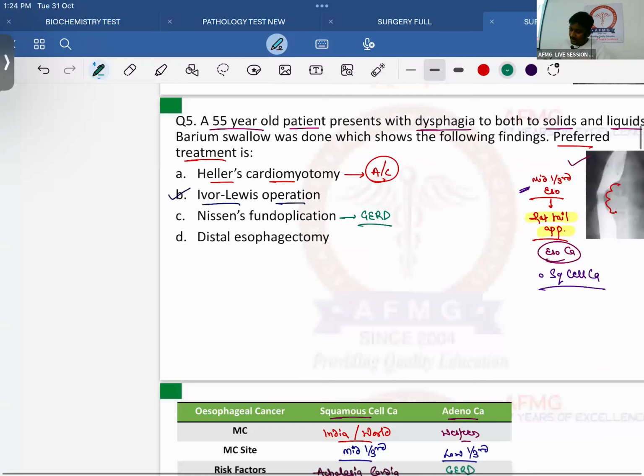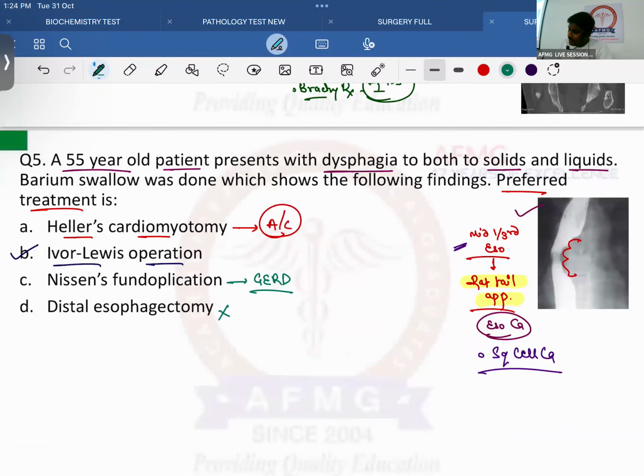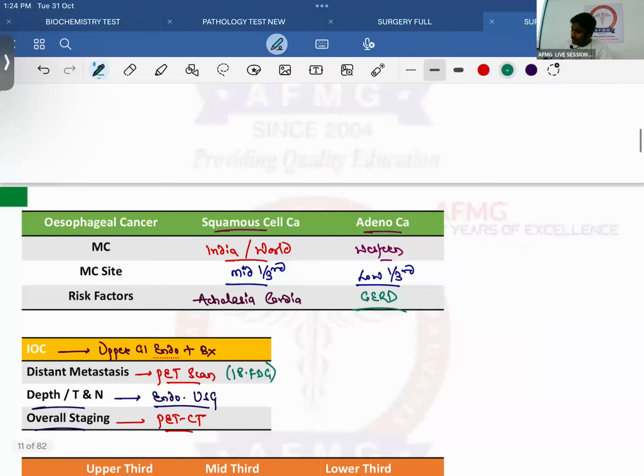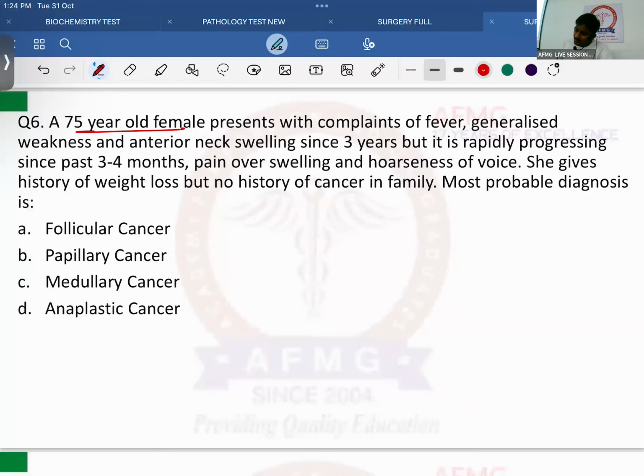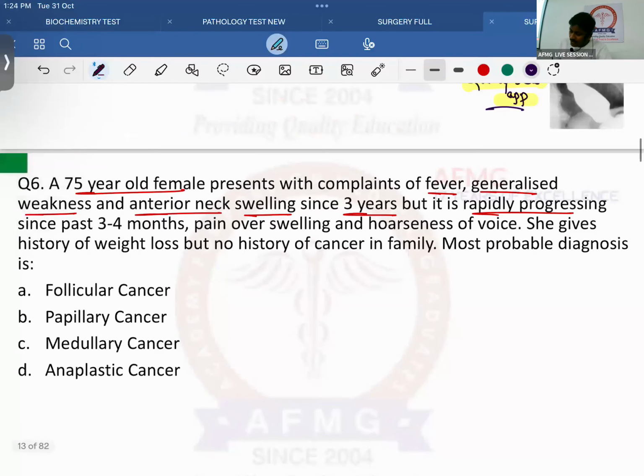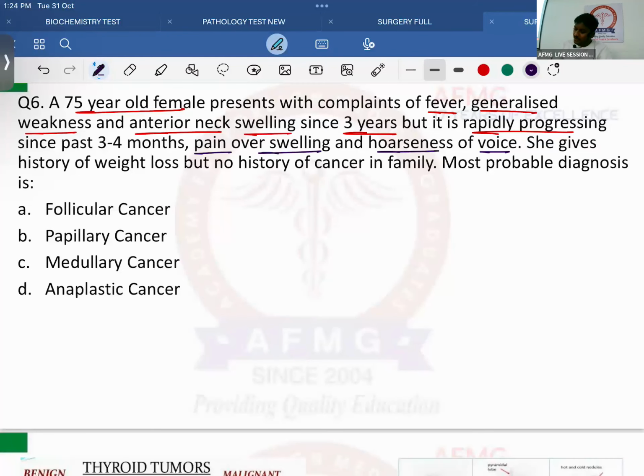Question number 6 beta. It says a 75-year-old female presents with complaints of fever, generalized weakness and anterior neck swelling since a span of 3 years definitely. But it is rapidly progressing since the past 3 to 4 months. There is also pain over the swelling beta. There is hoarseness of voice. She gives history of weight loss, but no history of cancer in the family. What is the most probable diagnosis?